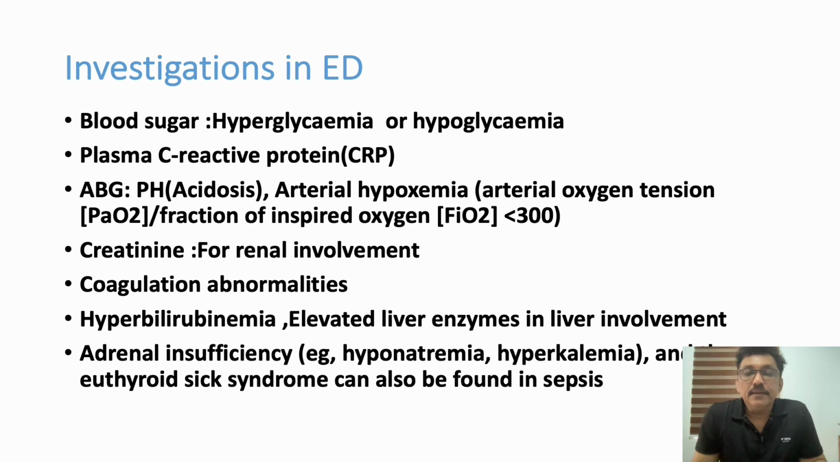So when the patient comes with an infection, with history, sometimes we will get a possible source of infection, sometimes we may not. So we have to do some investigations to know what type of infection he is having, where the infection is. So many investigations have to be done. Some of the investigations are like blood sugar.